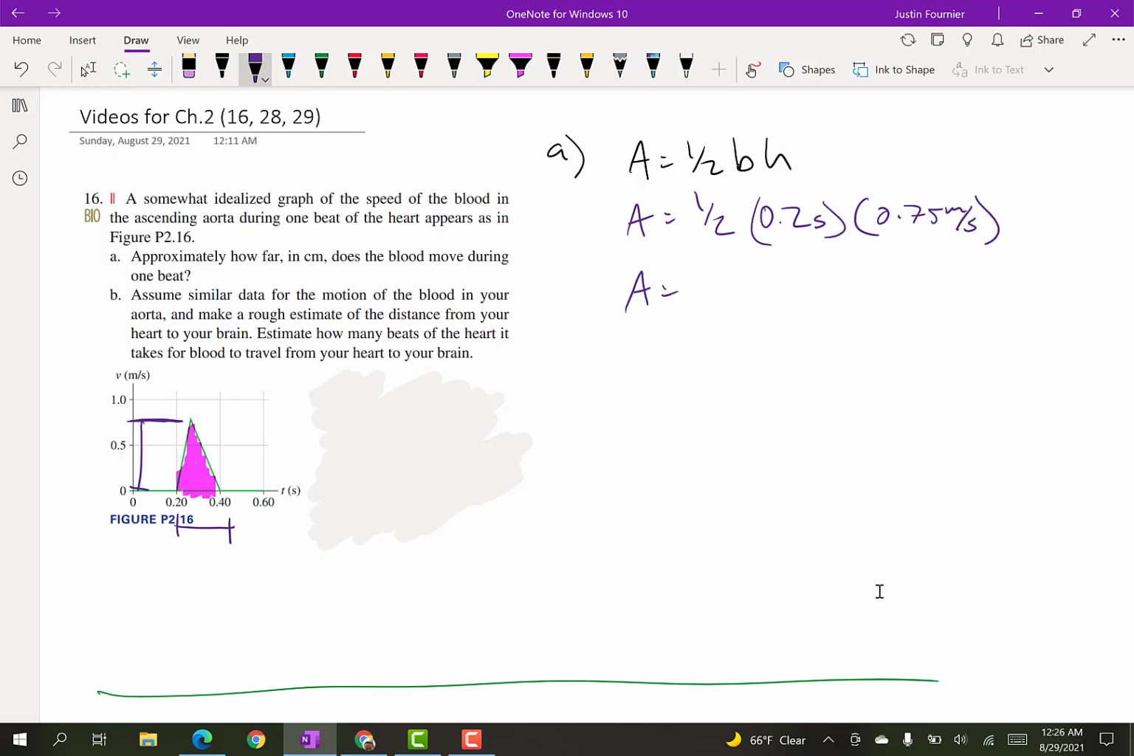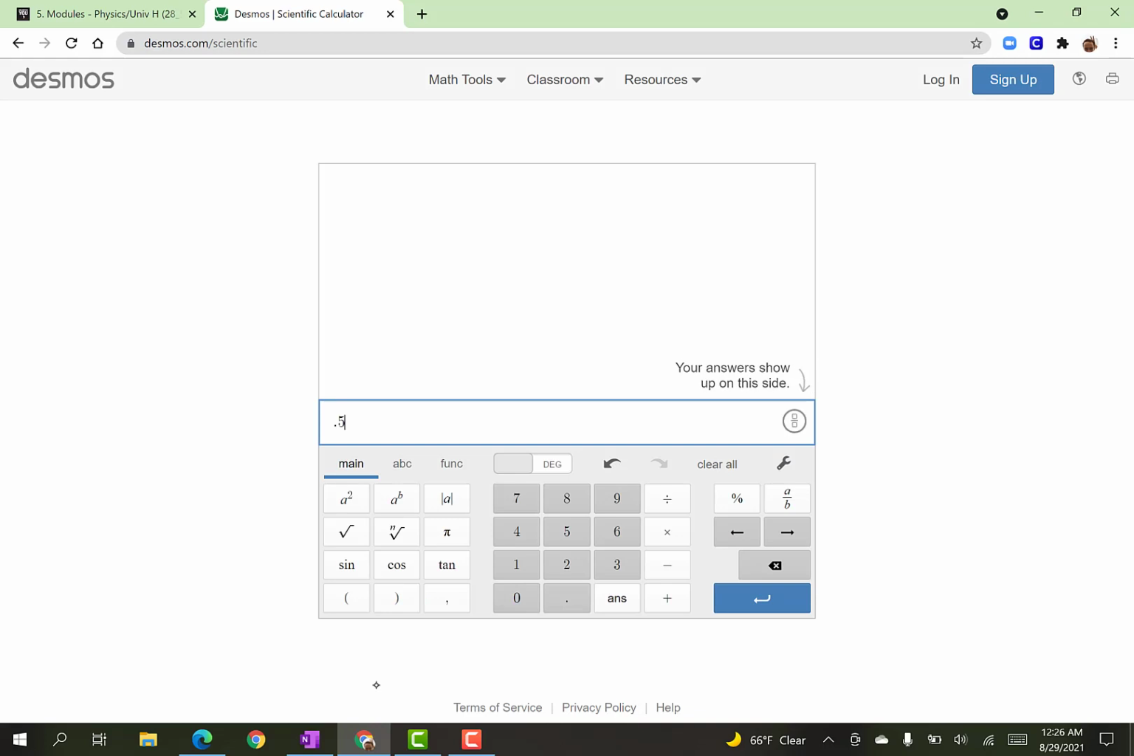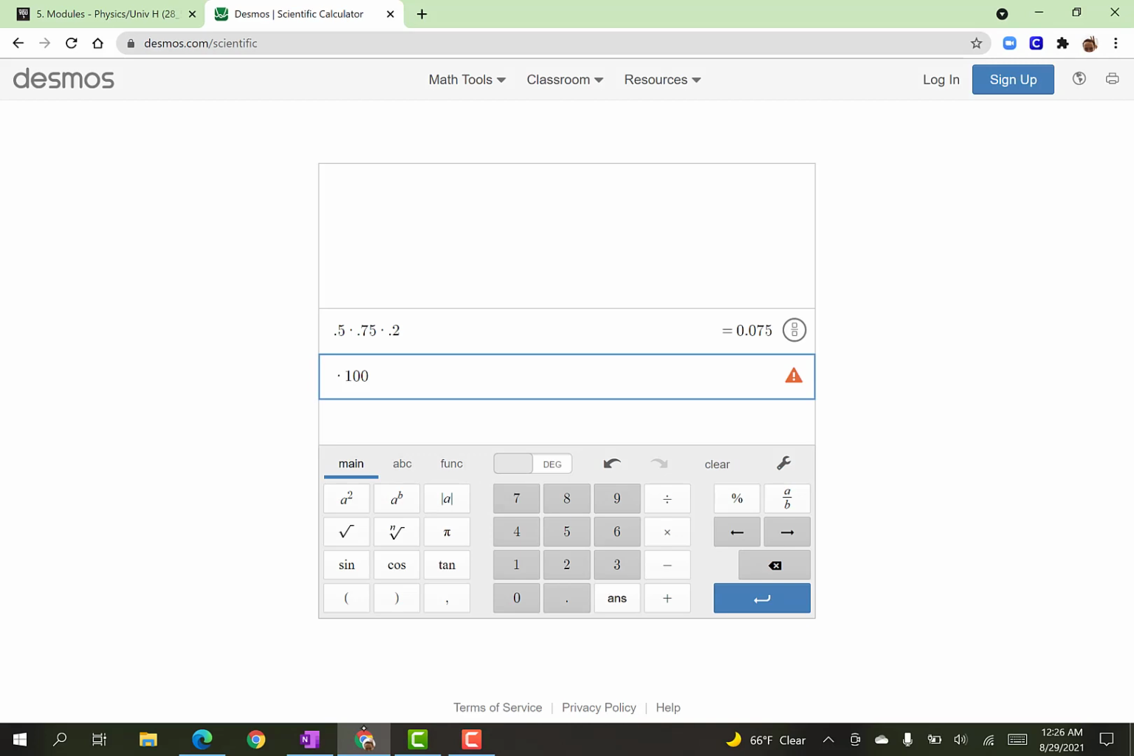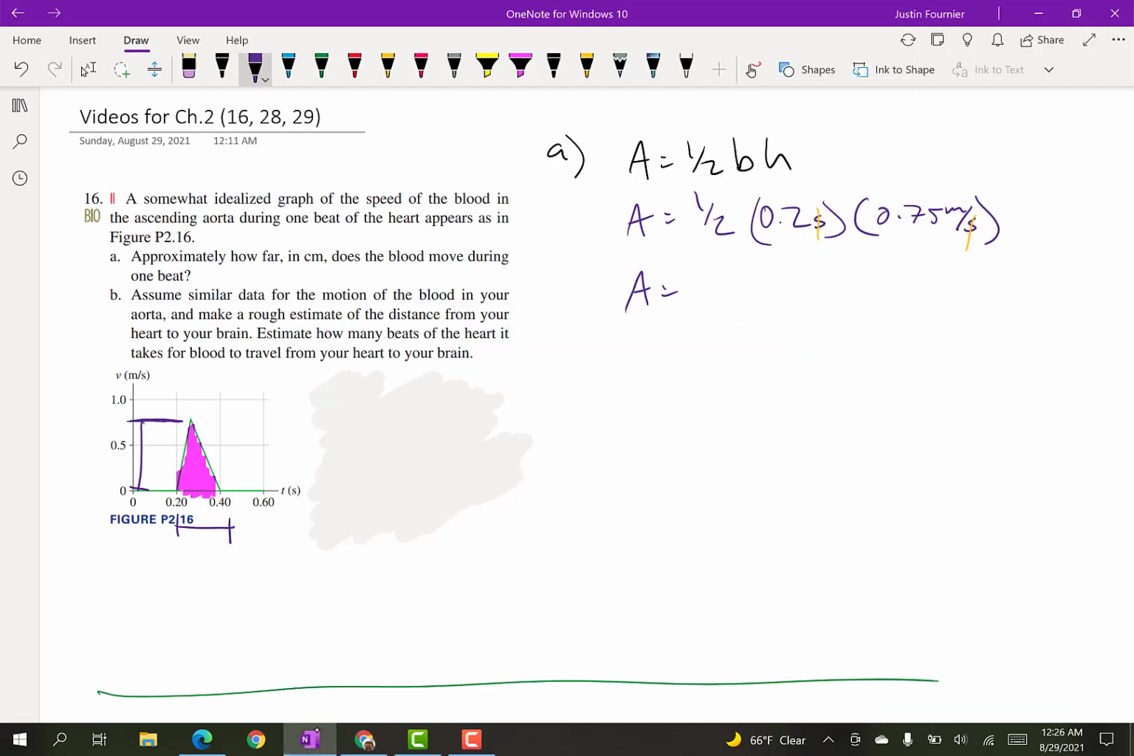So that area, the seconds cancel out, and I get 0.5 times 0.75 times 0.2. Let's try that. And I get 0.075, and that's in meters. If I want to convert that to centimeters, I would multiply that by 100. Well, that's 7.5. So this is going to be 7.5 centimeters.